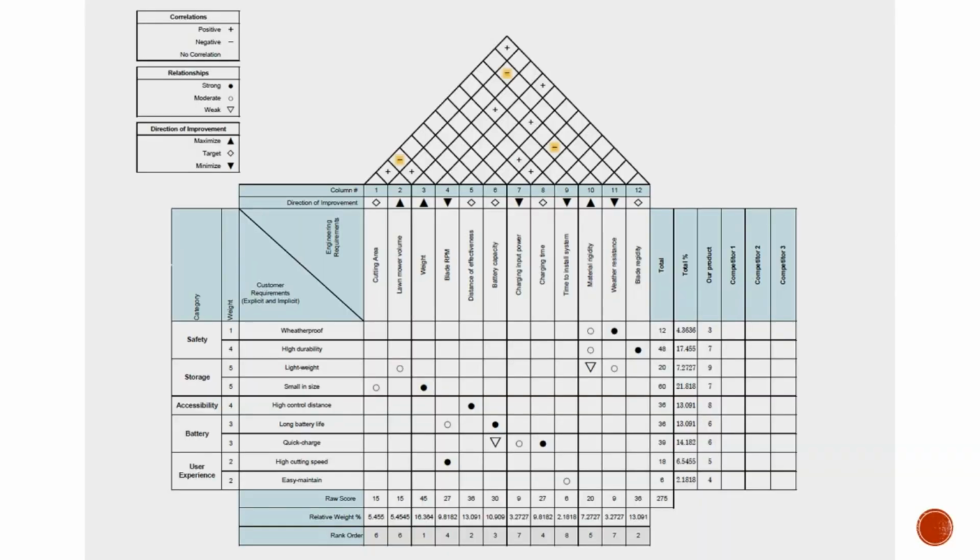Now I will continue with the house of quality. As you can see, this is our house of quality. The customer requirement is obtained from the survey we did a few weeks ago. Based on the result of the survey, we decided to emphasize high durability, lightweight, small in size, and also high control distance. By doing some calculation between the relationship of customer requirement and engineering requirement, we can obtain the rank order of the engineering requirement.